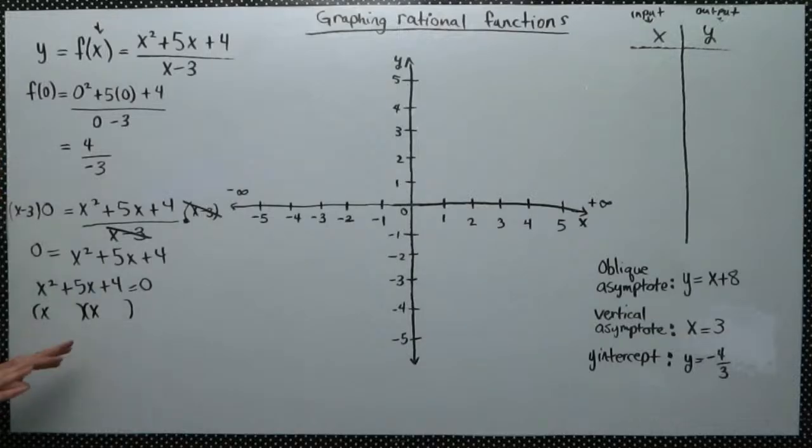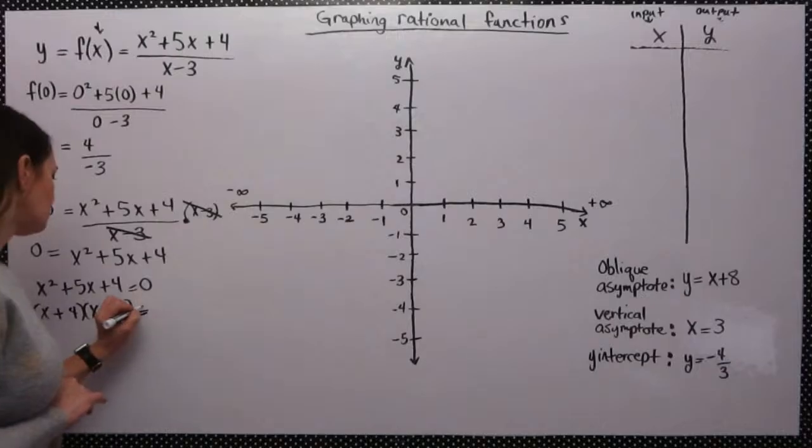And then the game is I'm finding 2 numbers. When I multiply, I get this number. And when I add those numbers, I get this number. And I can see that's 4 and 1. 4 times 1 is 4. 4 plus 1 is 5. So I've factored that one.